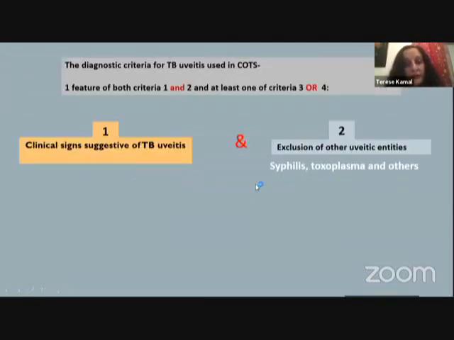So how would we diagnose a patient with ocular TB? According to the COT study, they said if a patient had both criteria 1 and 2, and what's 1 and what's 2? One is the patient has clinical signs suggestive of TB, which are the signs I mentioned with the cases I showed you earlier, and two, exclusion of other possible causes of uveitis, plus at least one criterion of 3 and 4. What's 3 and 4?